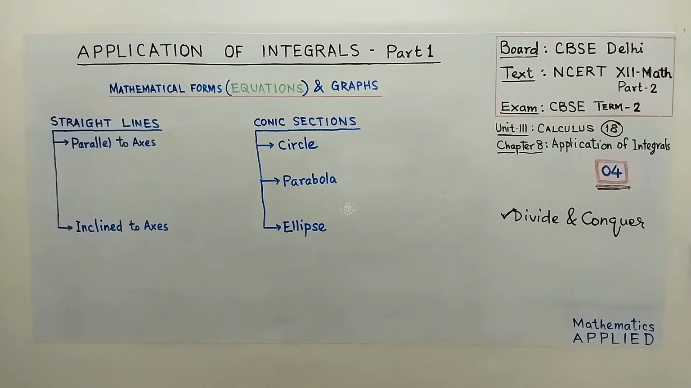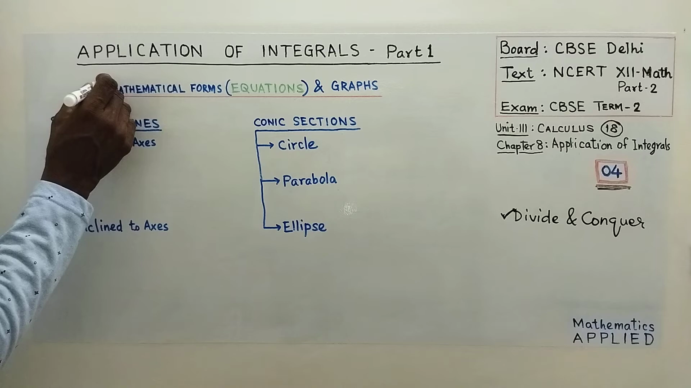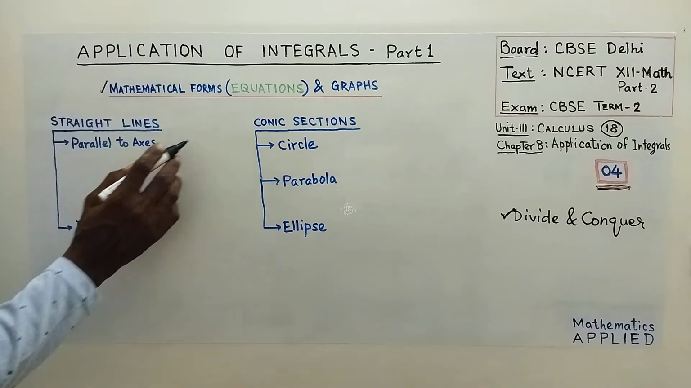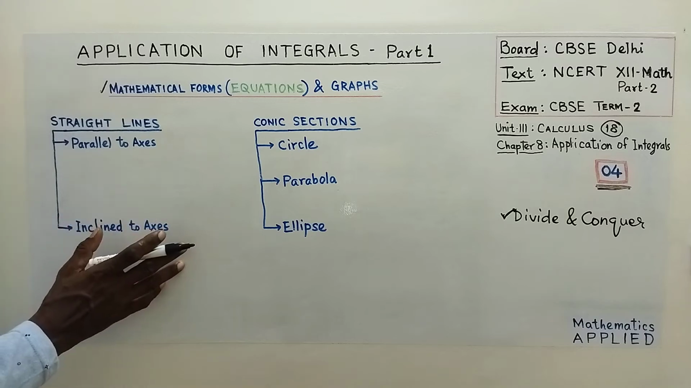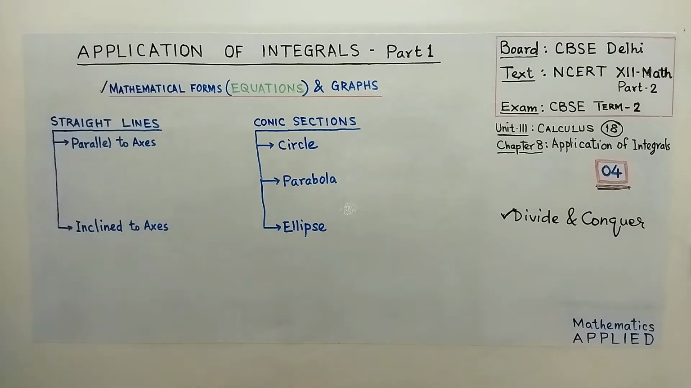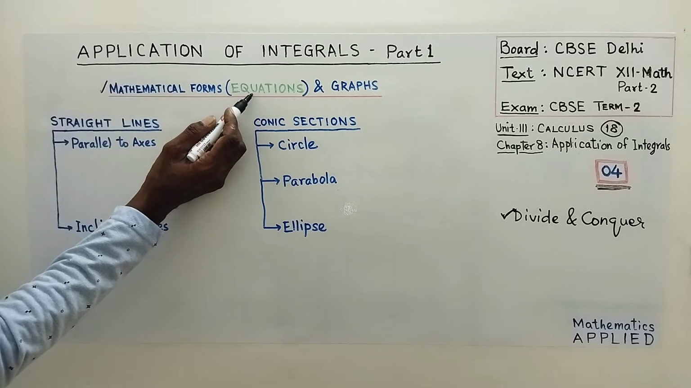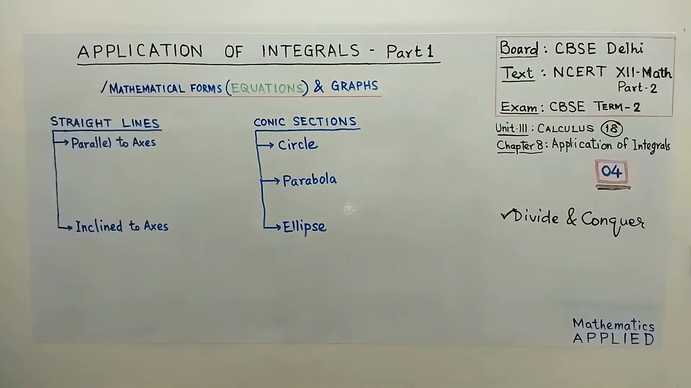In the first part, I am starting with mathematical forms and the graphs of straight lines and conic sections. This is the raw material over which we are going to act for applying integrals. Let us understand what these raw materials are. They should have some mathematical form, that is, equations and their graphs. In problems we will be given only the equations.